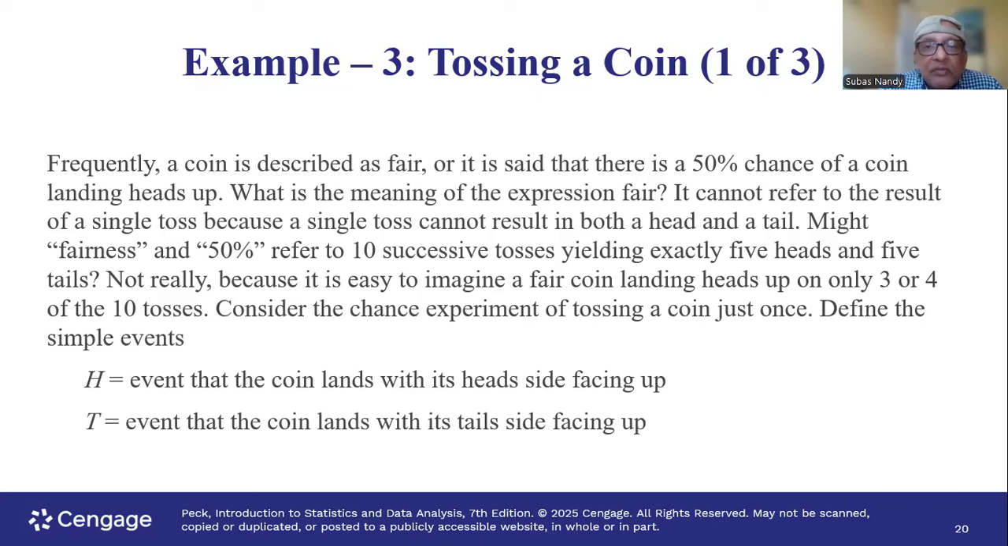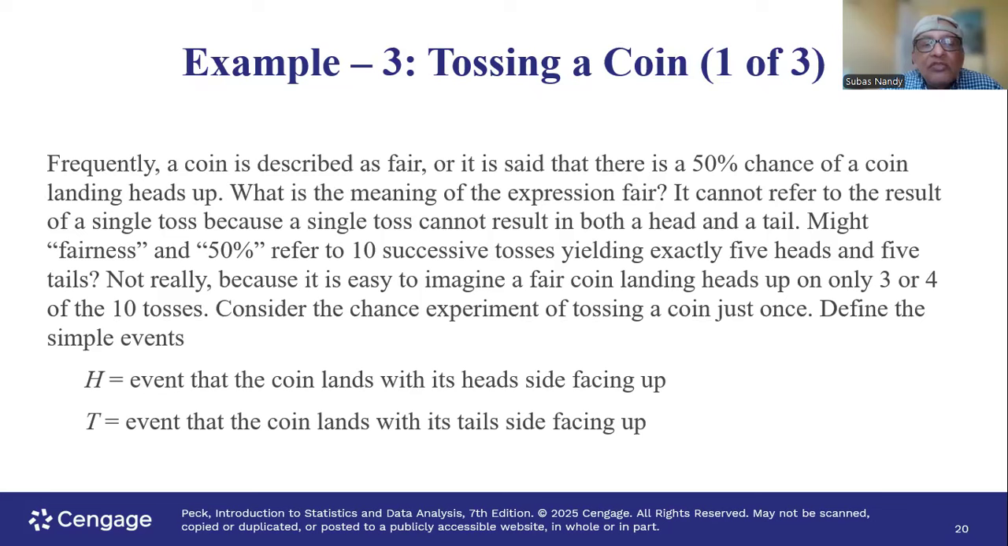Frequently, a coin is described as fair, or it is said that there's a 50% chance of a coin landing heads up. What is the meaning of the expression fair? It cannot refer to the result of a single toss because a single toss cannot result in both a head and a tail. Might fairness and 50% refer to 10 successive tosses yielding exactly 5 heads and 5 tails? Not really, because it is easy to imagine a fair coin landing heads up only 3 or 4 out of 10 tosses.